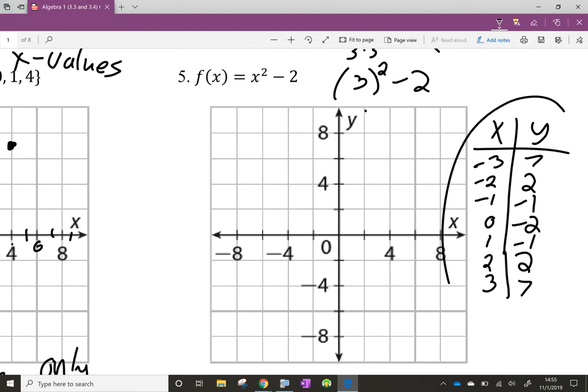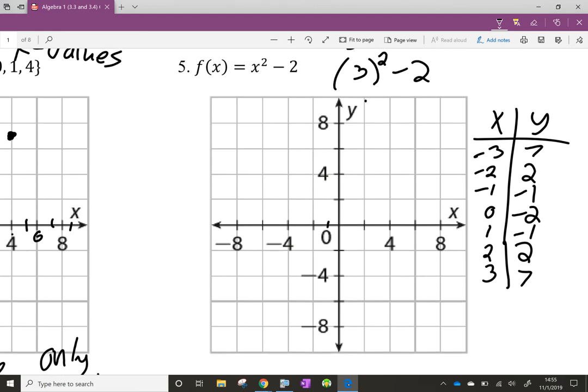So what I've done is I've got some points of what will be on my graph, and hoping that when I plot this, I can see the pattern and get an idea of what the graph looks like. So let me do the same thing I did on the last one, which is kind of put these little hash marks, help me graph it.